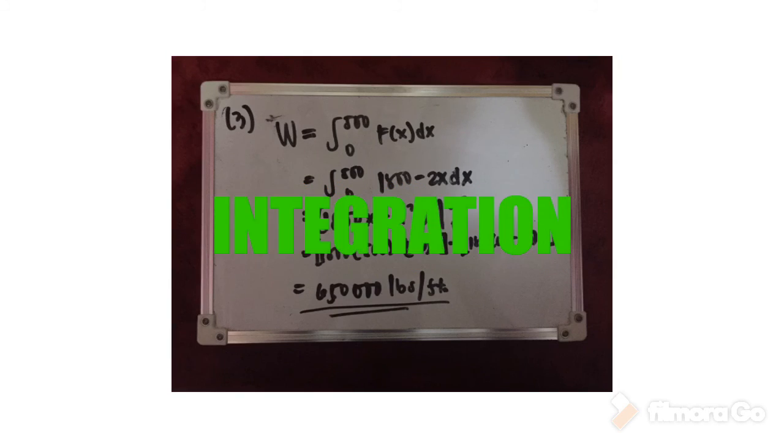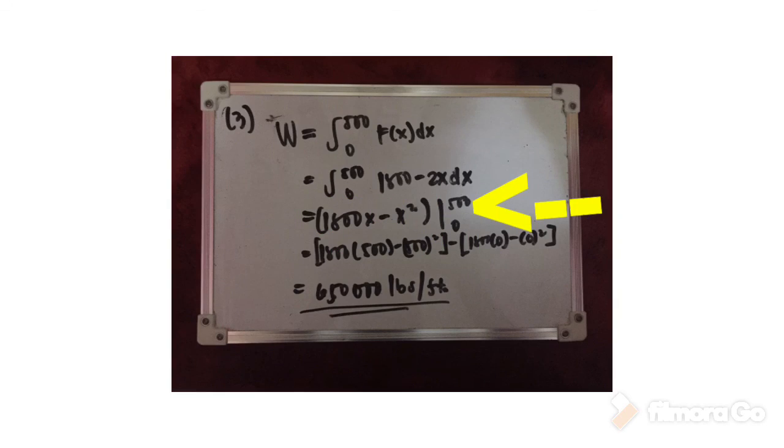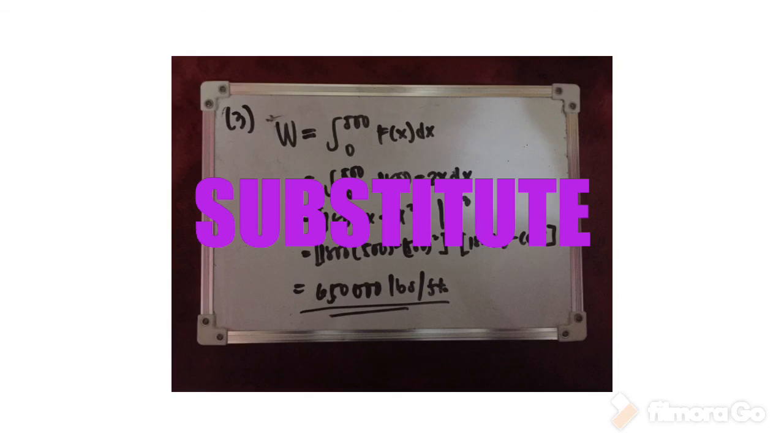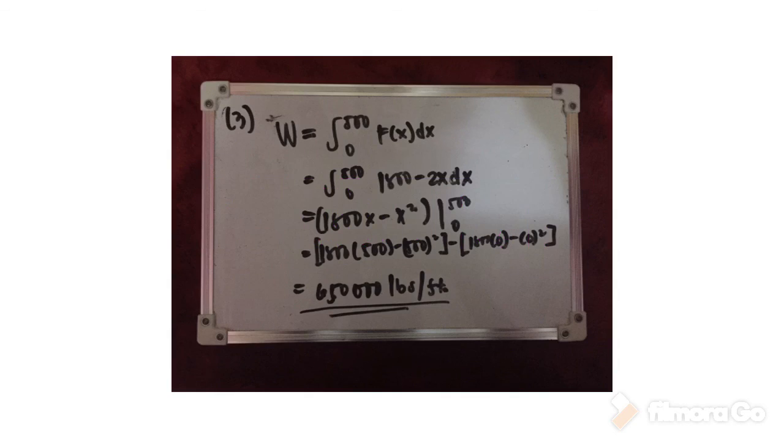After that, you'll just do the integration. So it will become 1,800x minus x squared from 0 to 500 feet. After that, you'll just substitute the variables. And now the final answer will become 650,000 pounds per feet.